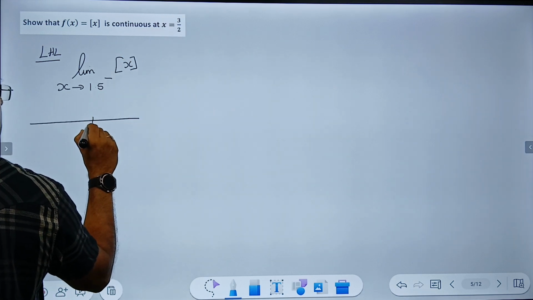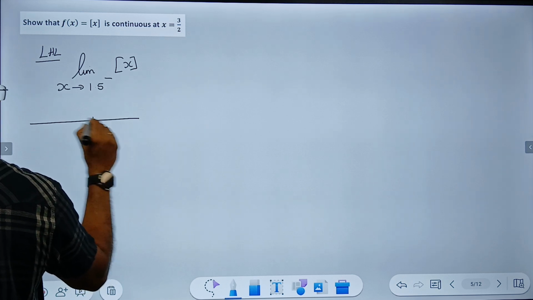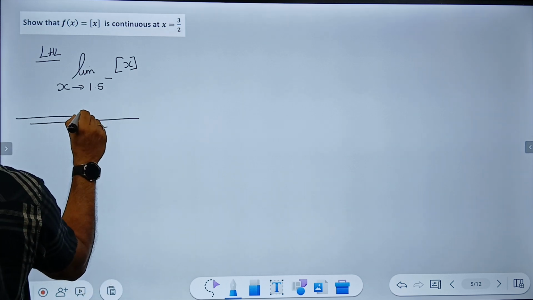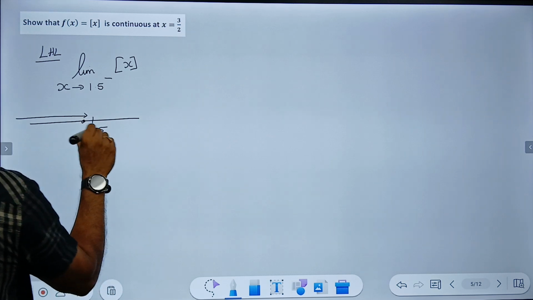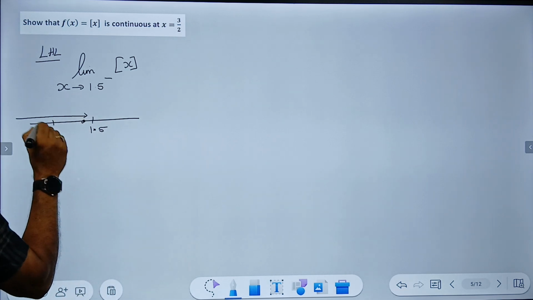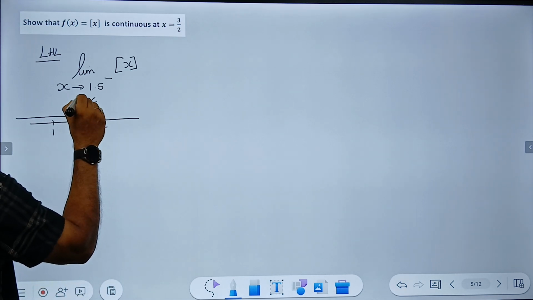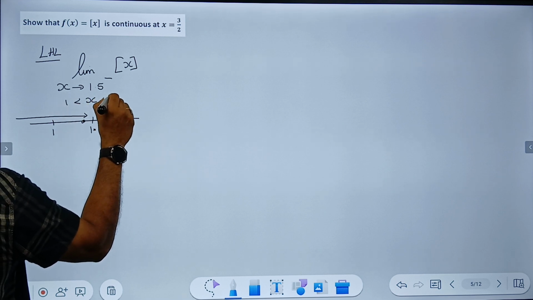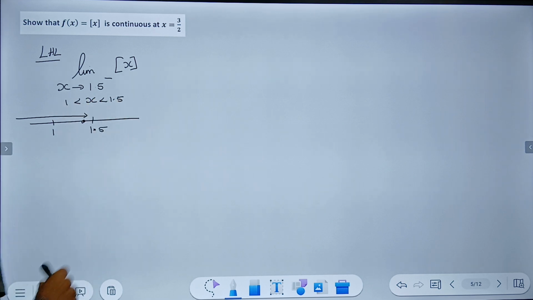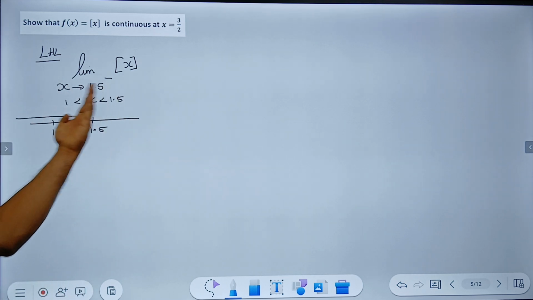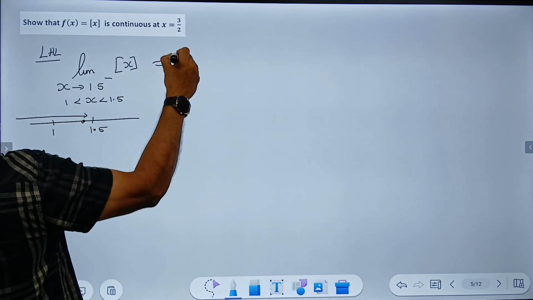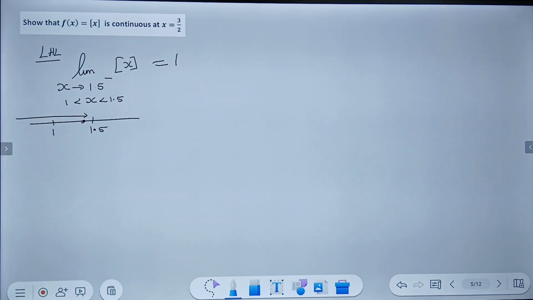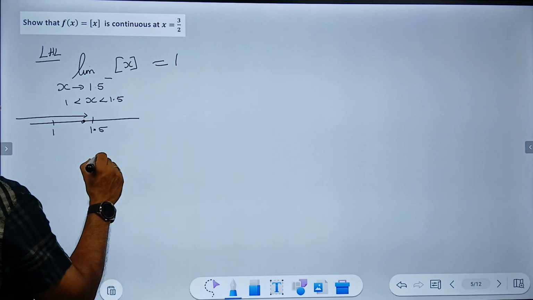My x is coming to 1.5 from the left hand side. So my value of x will lie between 1 and 1.5. Right? So which is the first integer you see? It's 1. So your left hand limit is 1. Let's talk about the right hand limit.